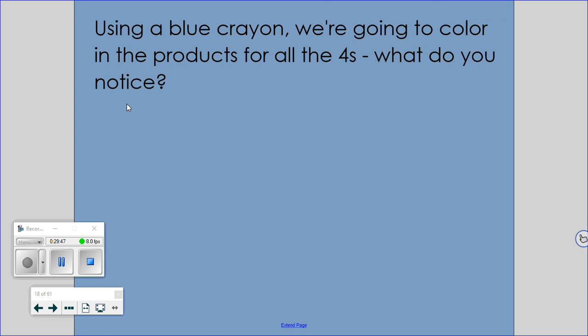What did we notice? Next to that page, or on the 4s page, you're going to write, I noticed. Lainey, what was something you noticed?